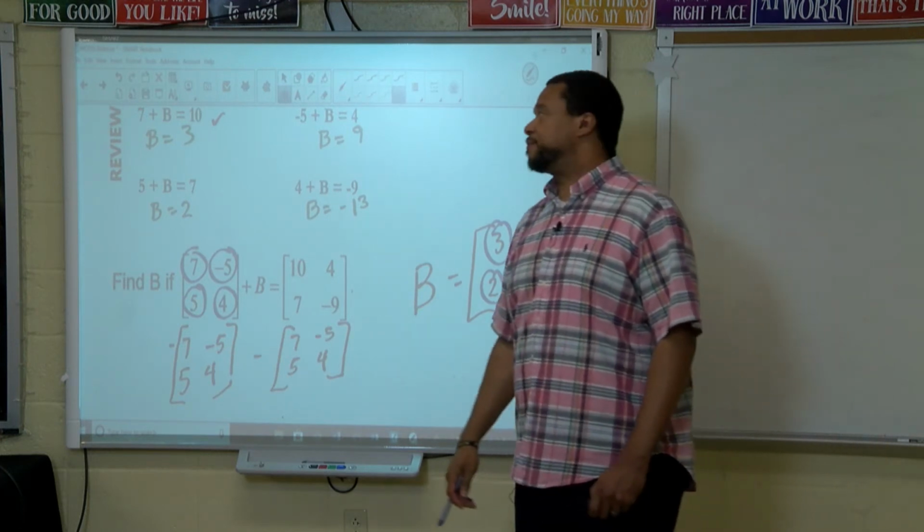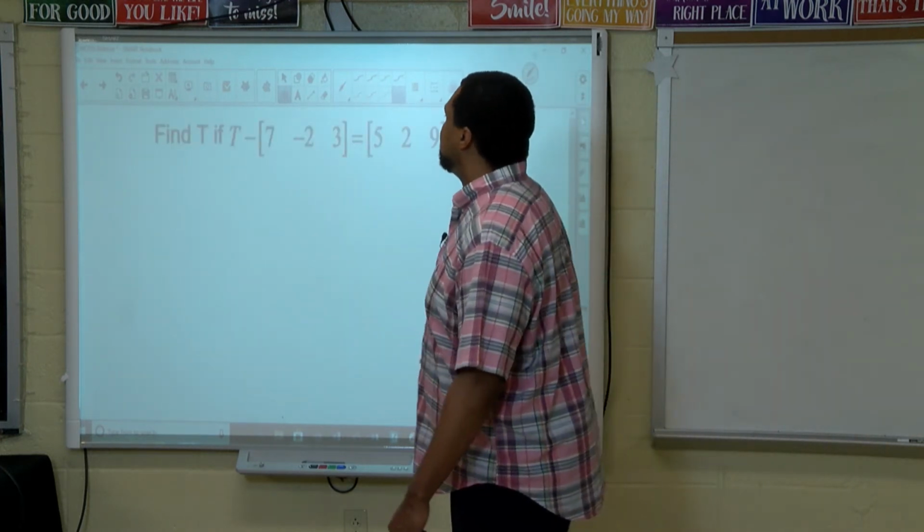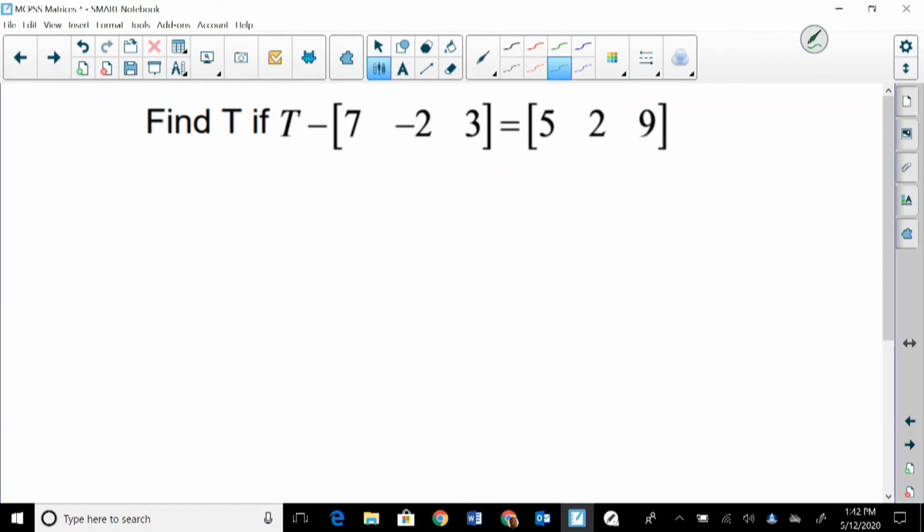Let's look at another equation. They want us to find t. Find t if t, meaning t is a matrix, minus this matrix equals the other matrix. Well, what's the dimensions of these matrices? These both have 1 row and 3 columns. So your resulting matrix will also be a 1 by 3. The dimension is 1 by 3.